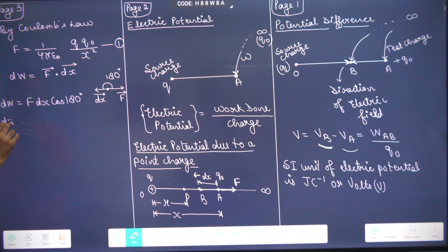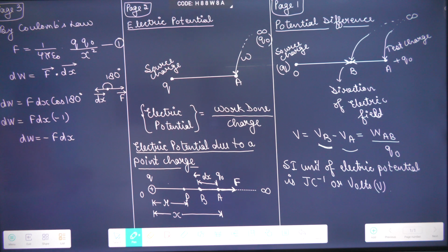So dw, the small amount of work done, is equal to f dx cos theta. And what is cos 180? Cos 180 is minus 1. So this is minus f dx. dw is minus f dx. If it is clear till now, then I will move further.